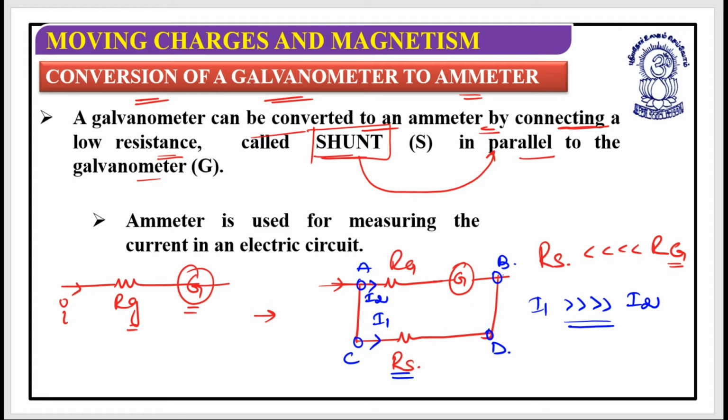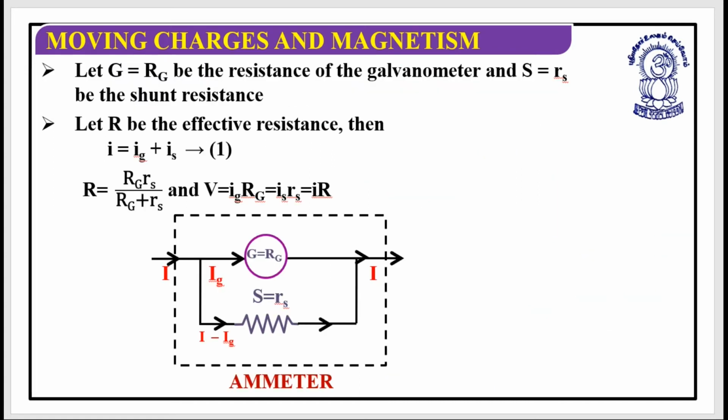Because current always prefers a path which is having lower resistance. This is the basic concept. I hope this is clear. So we are doing the same thing. So let's have a look at the mathematical part of that.